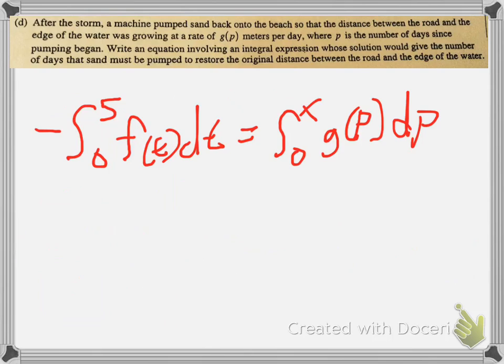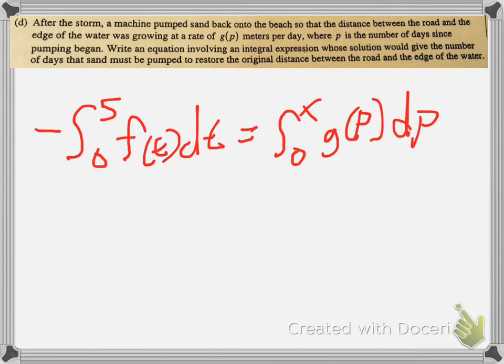On to part D. After the storm, a machine pumped sand back onto the beach, so the distance between the road and the edge of the water was growing at rate g of p, meters per day, where p is the number of days since the pumping began. And write an equation involving an integral expression whose solution would give the number of days that the sand must be pumped to restore the original distance between the road and the edge of the water.